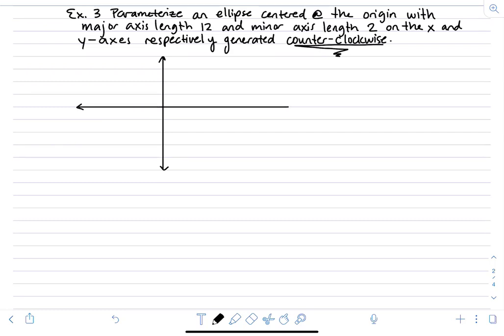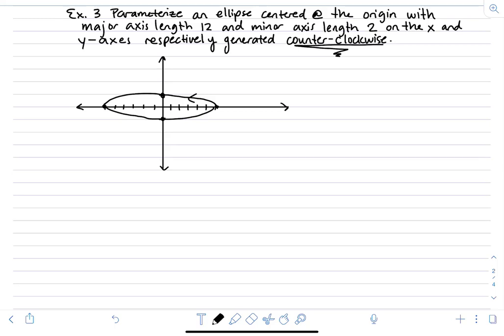We're counting out. The major axis just means it's the longer axis, and it's happening on the x-axis, so you go 6 units left and right because the full length should be 12. And then minor axis is on the y-axis, and it should be 1 unit. So here's what our ellipse looks like. Doing my best to draw a nice oval. Fell a little bit short there, but it's okay. Just trying to get an idea. This one is generated counterclockwise.